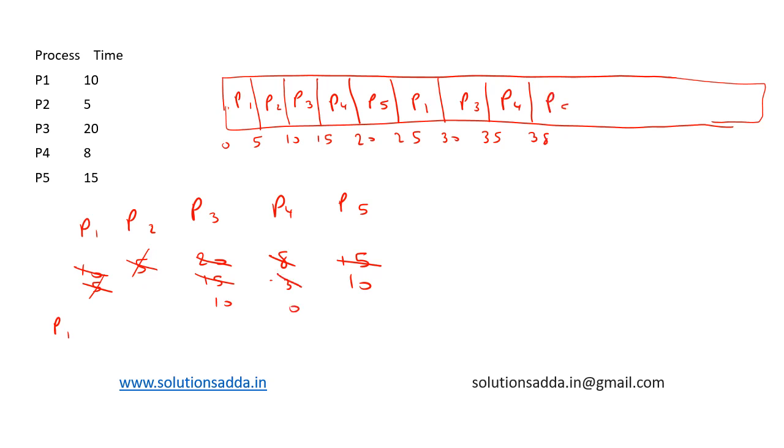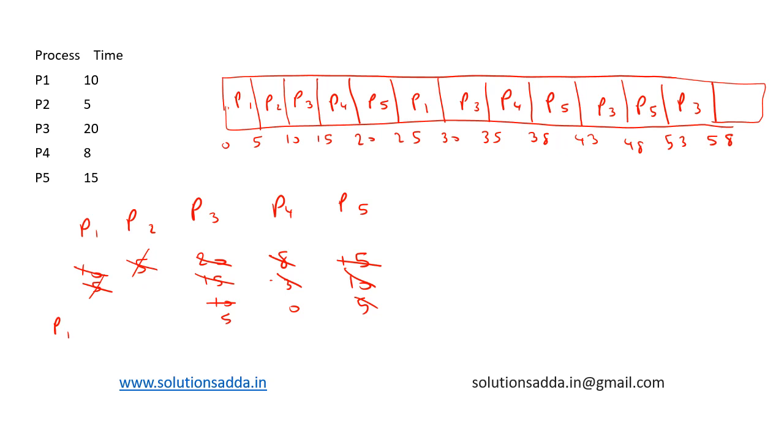Now P5 runs for 5 more units. We will have 43. So we have 5 more units here. Now P3 runs for 5 more units. We have 48. So 5 more units here. P5 completes. We have 53. Then P3 completes. We have 58. This is the execution process.